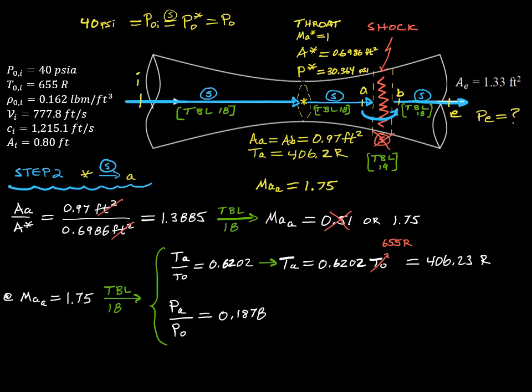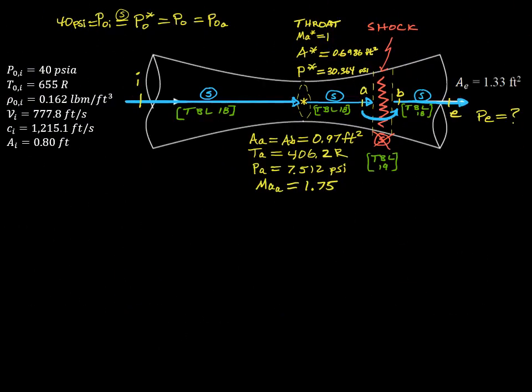We can use the pressure ratio we just found a minute ago to solve for the static pressure at state A, and it's 18 or 19% of our stagnation pressure, which we know is 40 psi. We calculate that, and we find that our static pressure at state A is significantly lower. It's 7.5 psi, so we can record that up here as well. So we've learned a lot about state A.